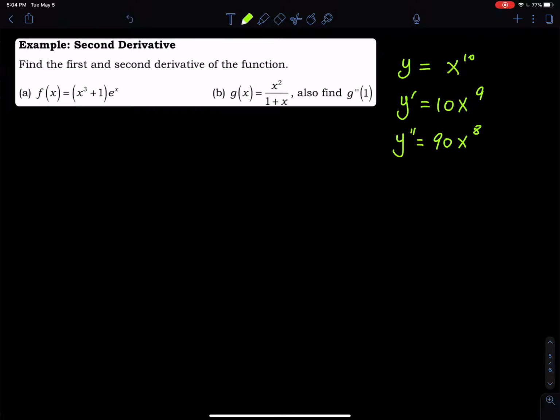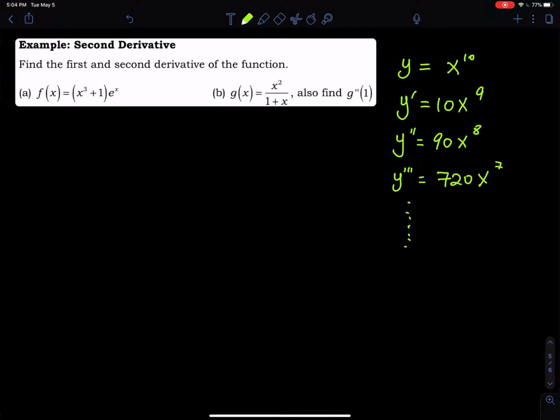You can keep doing this. You can find the third derivative, and then you bring the 8 down. So that will be 720x to the 7. You can keep doing this. You bring the 7 down, take x to the 7 minus 1, you can keep going. So this is taking more and more derivatives.